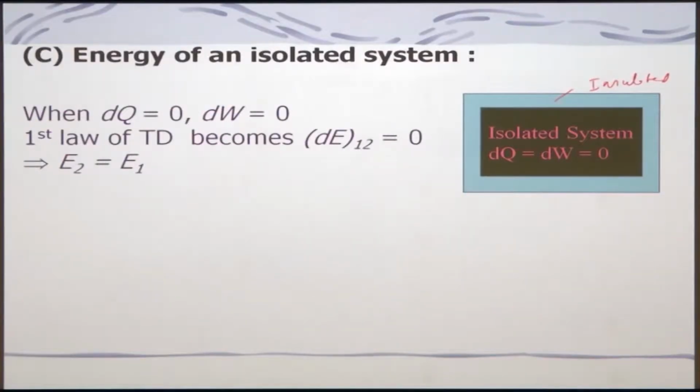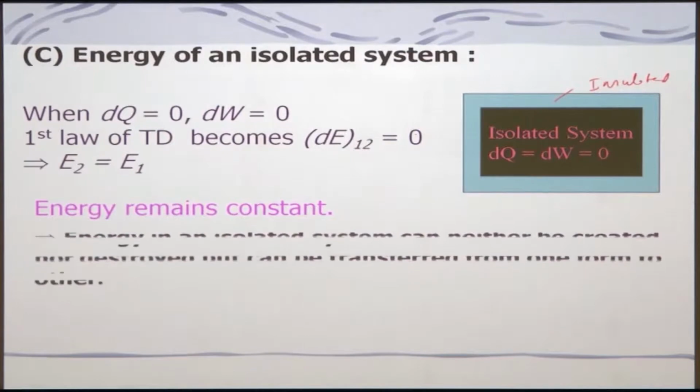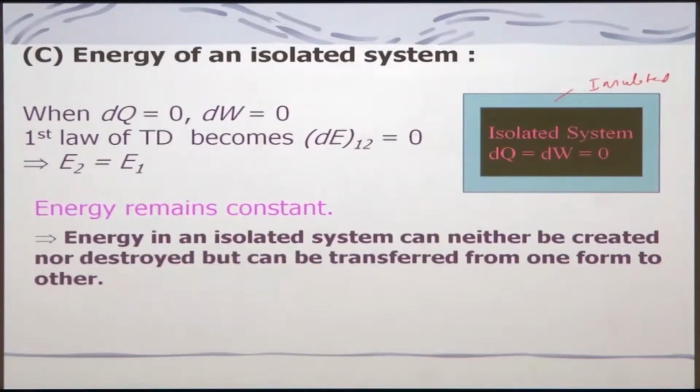So, when dQ and dW are 0, the first law of thermodynamics turns out to be dE equal to 0 between state 1 and 2. Therefore, the energy at state 1 is equal to the energy at state 2, provided it is an isolated system, that means no interaction, either work or heat, is taking place. And you can state this as energy remaining constant, which we always say: energy can neither be created nor be destroyed, but can be transferred from one form to another. That is valid only for an isolated system, not for all systems.